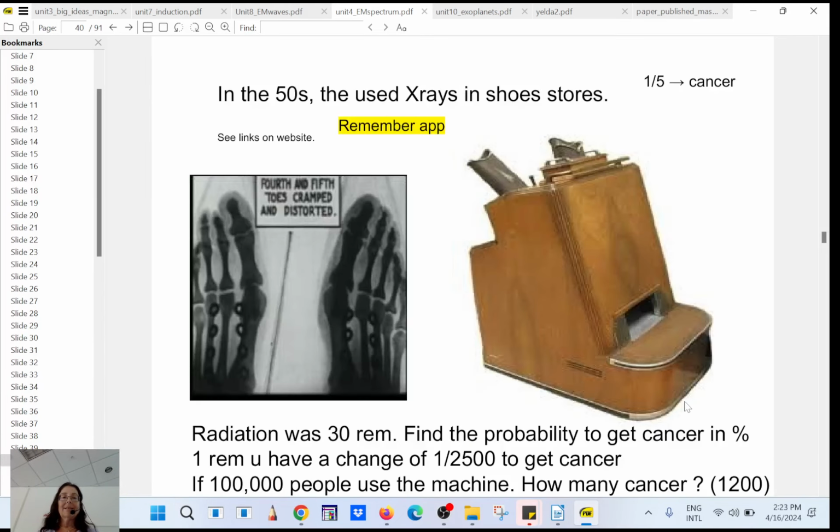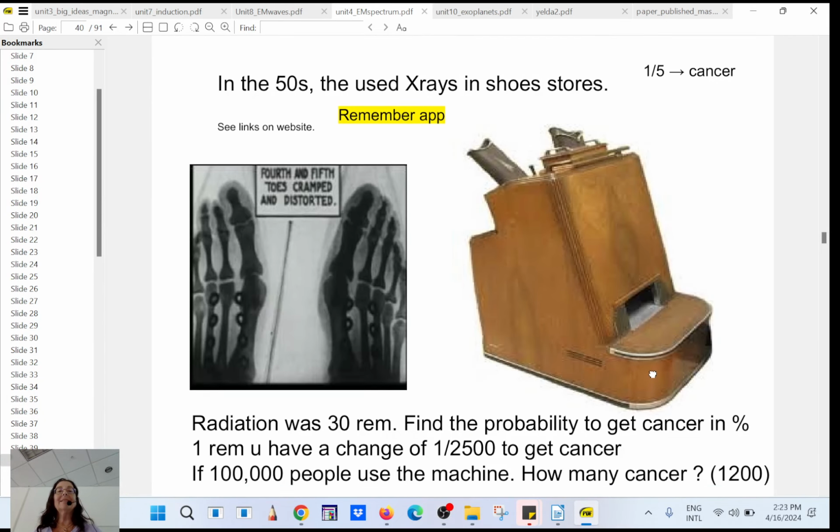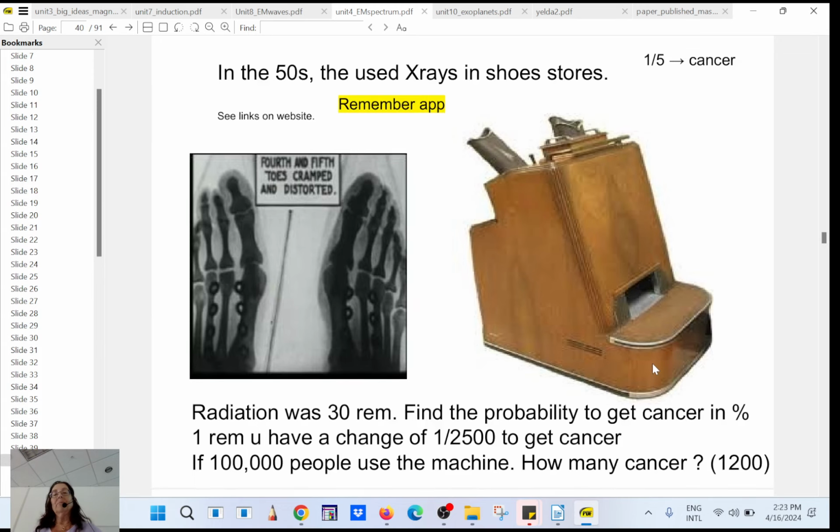Of course, another bad idea in the 1950s. Each time there is a new technology, follow the money. That was also a very bad idea, but doctors and experts at the time told you, oh no, it's safe, don't worry about it. This comes from that book, Physics Behind the Headlines.